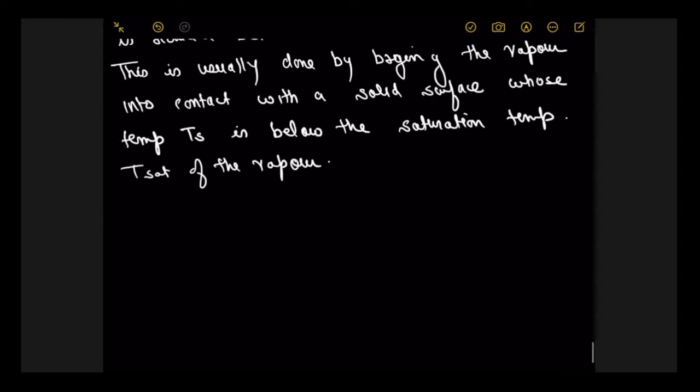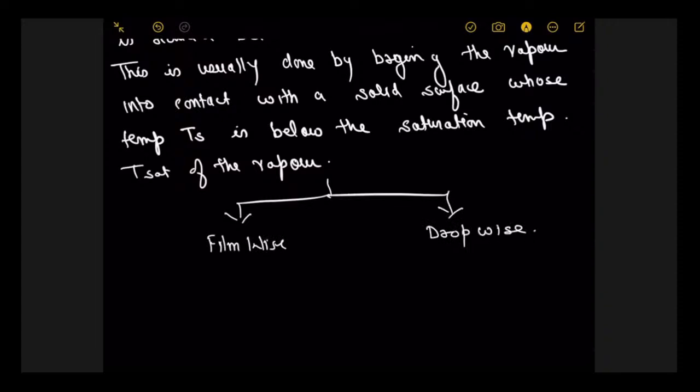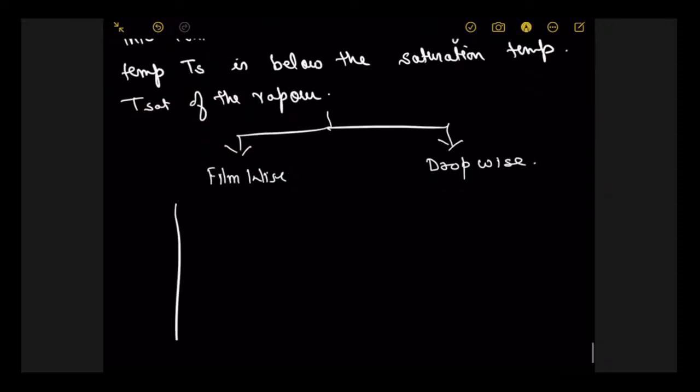So condensation occurs in two ways, that is film wise and drop wise. So in film wise, what is happening? There will be the formation of a film. Once the film is formed, there will be very less penetration. The heat will not go through because the thickness is there, it will create a resistance.